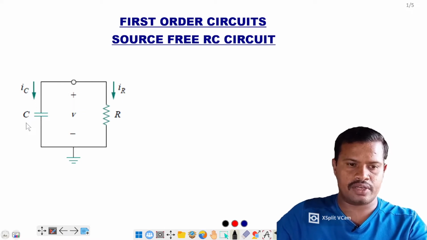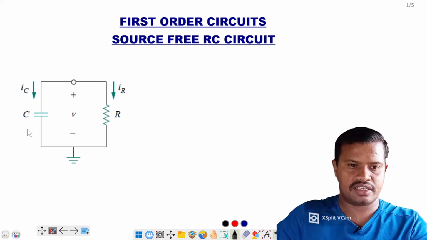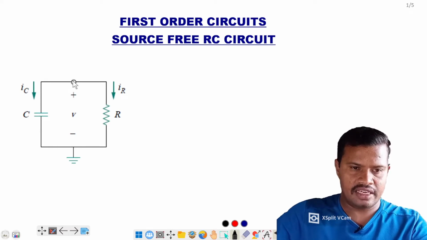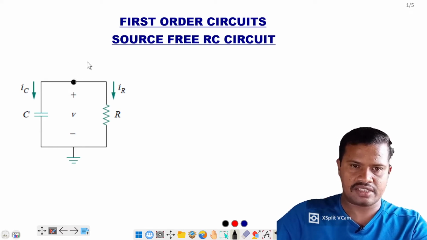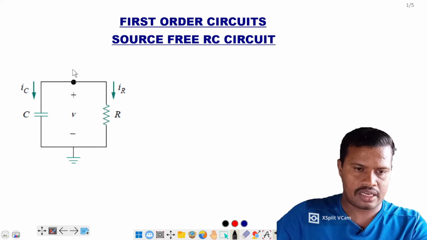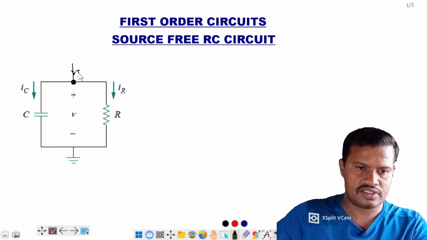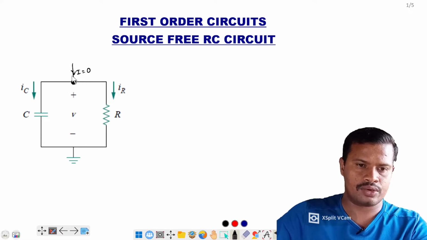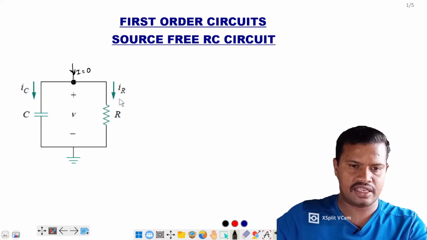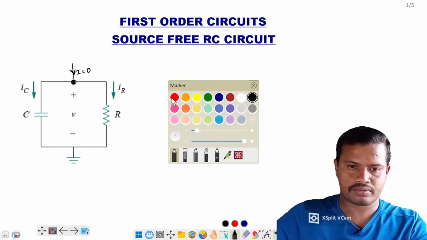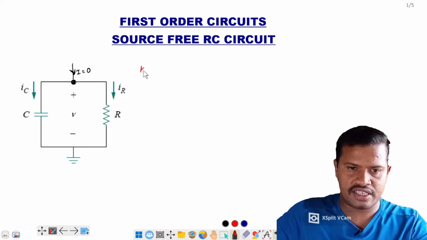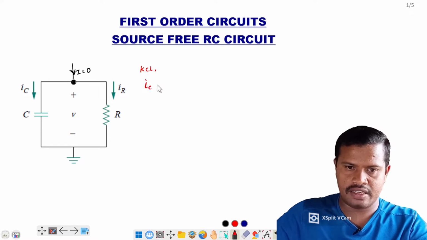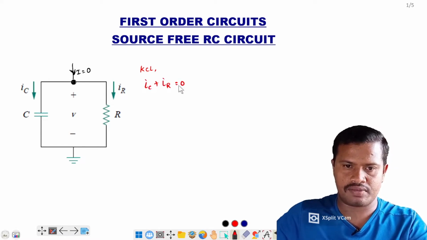For this, the circuit consists of two elements, a capacitor and a resistor, and the capacitor is initially fully charged to its maximum value and then connected in this circuit. Assuming this is the junction, as we know it is a source free circuit, so the incoming current to this node is 0 and the outgoing currents are IC and IR. So as per KCL, we can write IC plus IR is equal to 0.